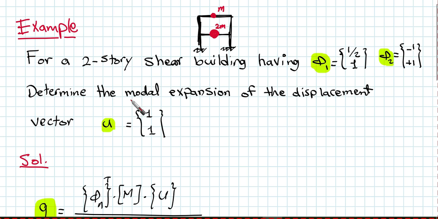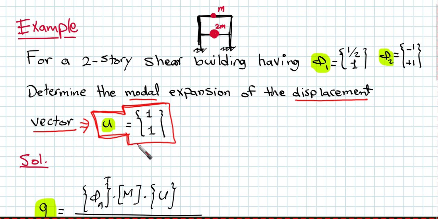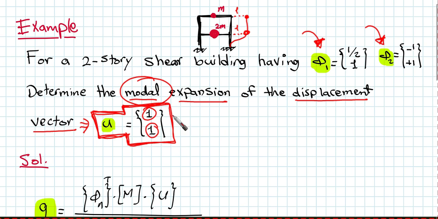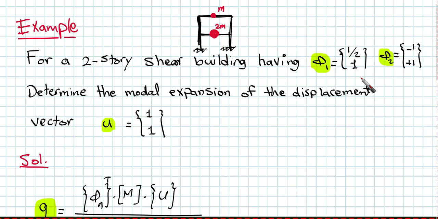Now determine the modal expansion of the displacement vector 1 and 1. So it is given for us. This example is generous enough, it is giving us the u. It says that if this system is going to move 1 unit here and 1 unit here, so this mass is going to be like this, what is the contribution of phi 1 and phi 2? In other words, what is the modal expansion of the displacement vector based on mode shape 1 and mode shape 2? Now let's go and see.